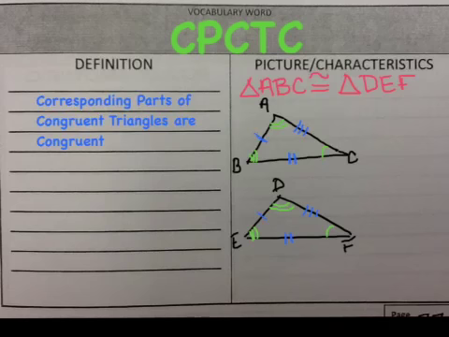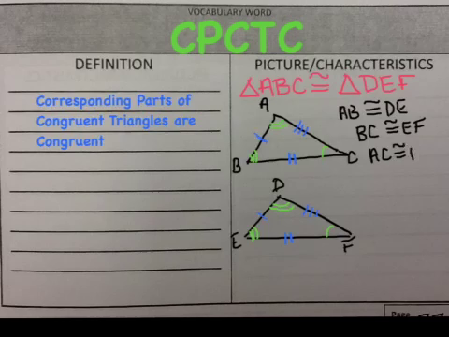So we can say side AB is congruent to side DE. And from this statement and the pictures, we can say that side BC is congruent to side EF. And our last one would be AC is congruent to DF. So we can talk about the sides. We can also talk about the angles.